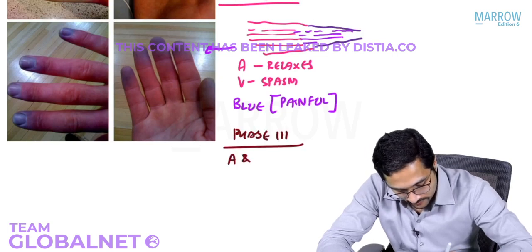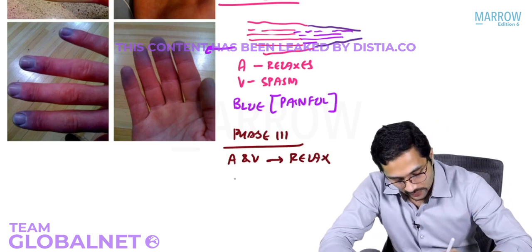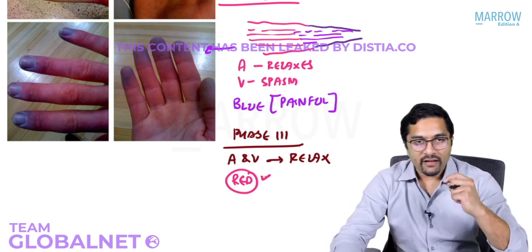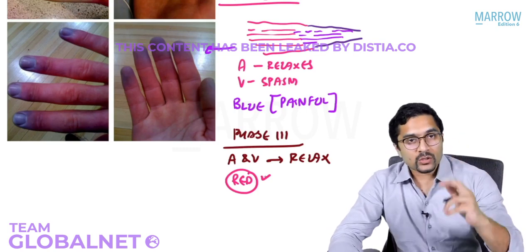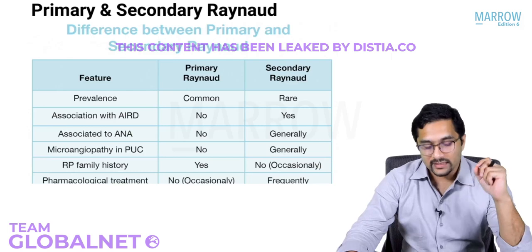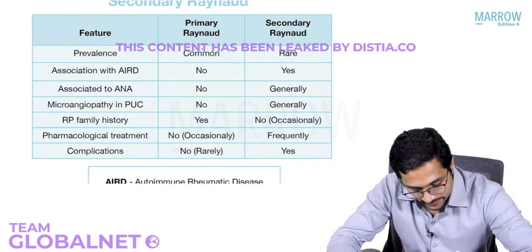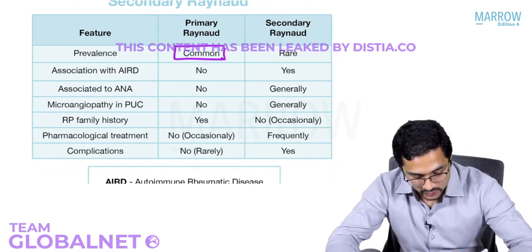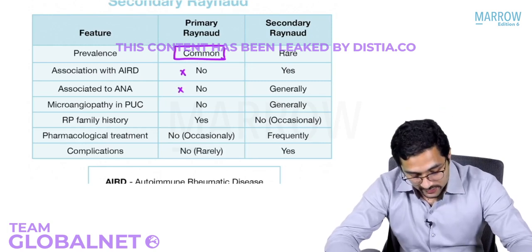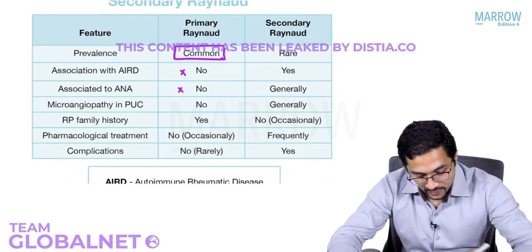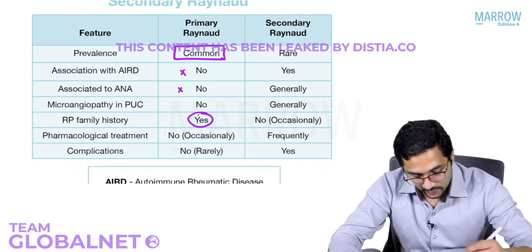And the final phase, phase 3, is when artery and vein both relax. And when artery and vein both relax, then oxygenated blood is going to come in and the hand will become red again. So white, blue, red, that is the sequence of events which is seen in Raynaud's phenomena. Now, there are 2 types of Raynaud's, primary and secondary Raynaud's, and this was also asked in the FMG exam. Primary Raynaud's is more common than secondary Raynaud's, and primary Raynaud's is not associated with collagen vascular diseases, and there can be a family history of Raynaud's phenomena in these patients, okay?